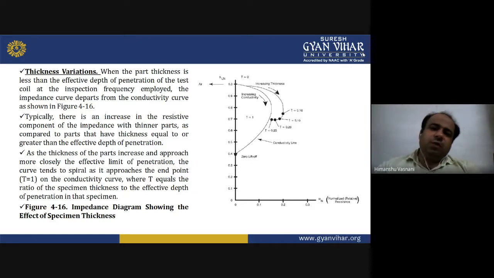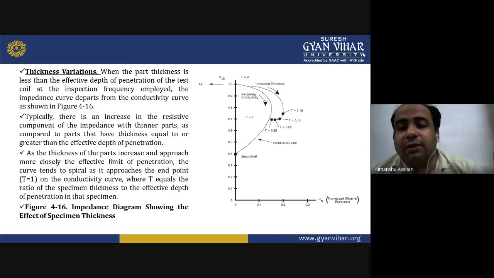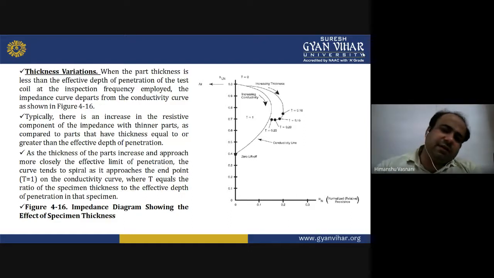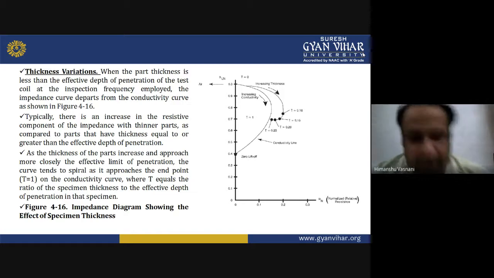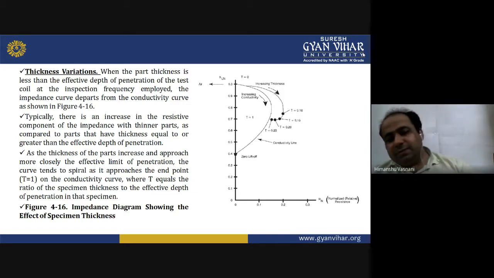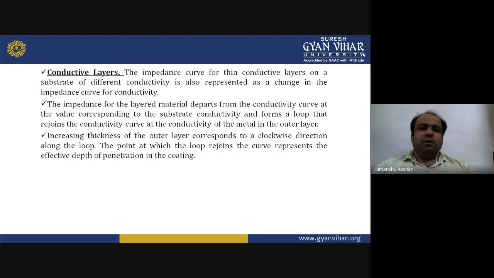You can see t equals 1 shown in this diagram, in the center of the curve. There is an increase in conductivity when you go downwards, and the thickness is also increasing. So you have different values of t, like 0.10, 0.15, 0.20, 0.25. There is also a conductivity line, and on the vertical axis you have zero lift-off. This is a curve showing the impedance diagram and the effect of specimen thickness. Now, conductive layers.